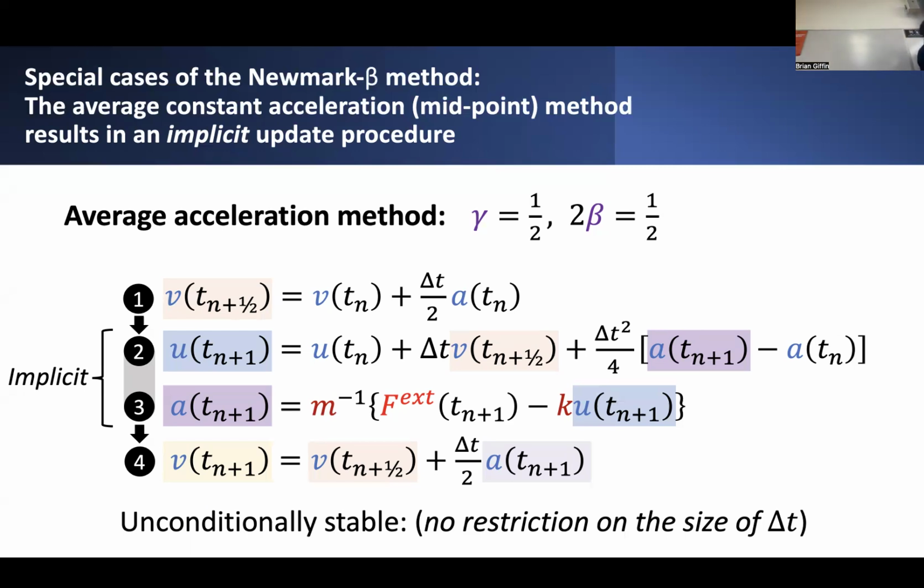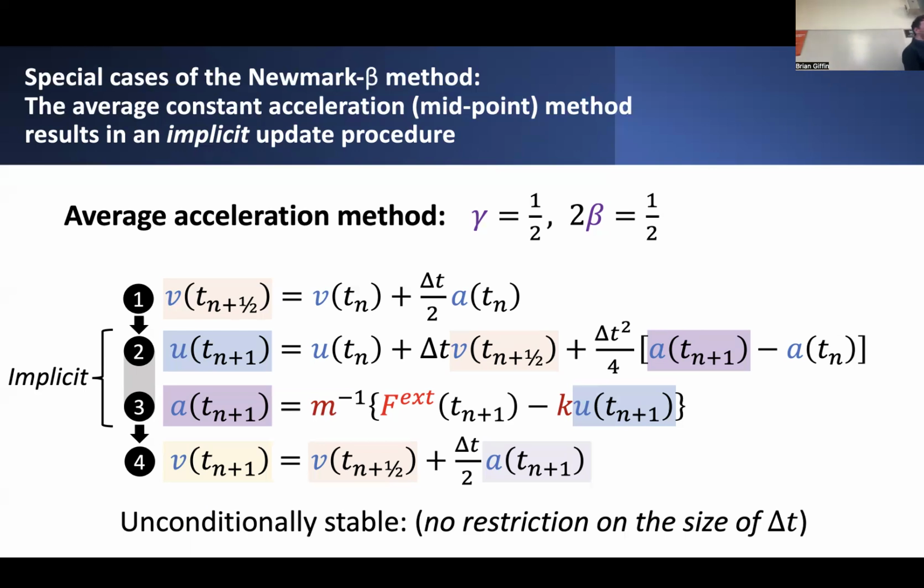So unfortunately, if you choose this particular average acceleration time integration scheme, steps 2 and 3 in this procedure are coupled to one another. It's unfortunate because it means that we can't solve one and then the other. We have to solve them both simultaneously. Another way of saying that is that these relationships are implicitly dependent on the displacement and the acceleration. So that means we have to solve a system of equations and do a bunch of extra work to do this combined step to update both the displacements and the accelerations in steps 2 and 3, this implicit update.